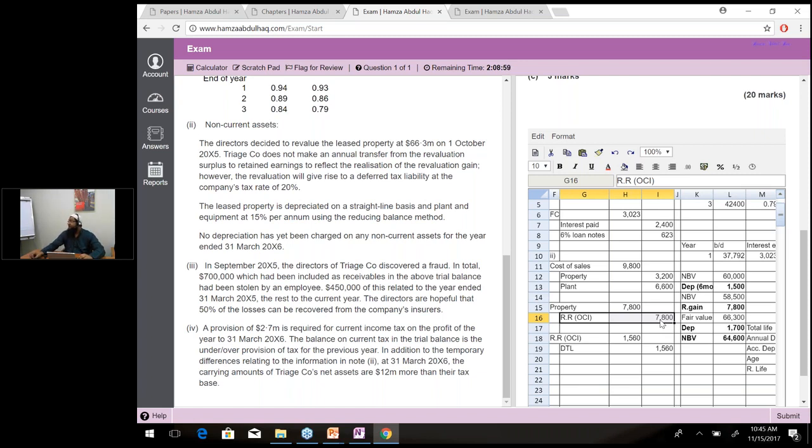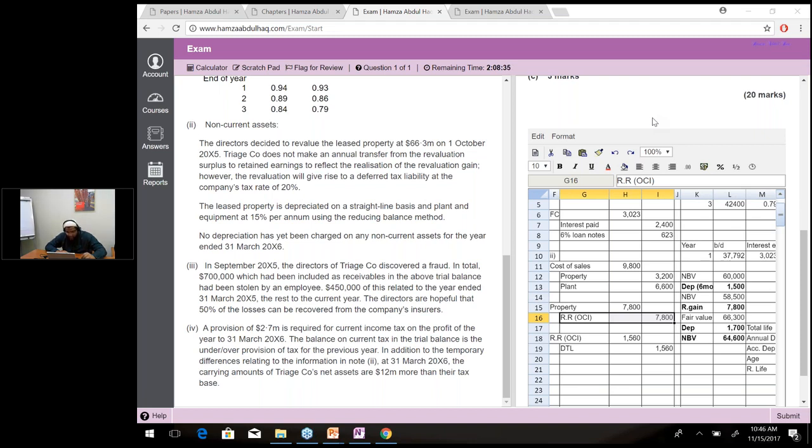Ahmed, Junaid is saying that it ultimately goes to retained earnings, right? No, Ahmed, that will remain in revaluation reserve until the asset has been sold. Once the asset has been sold, only then will it be transferred to retained earnings. The revaluation gain will remain in revaluation reserve until the asset has been sold.